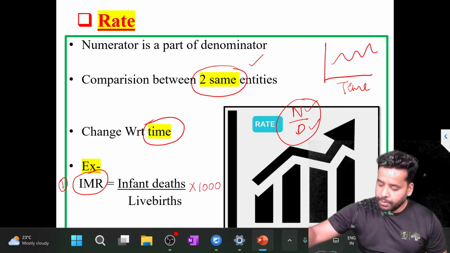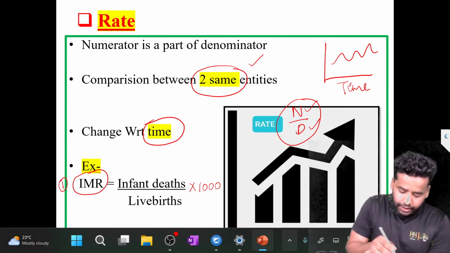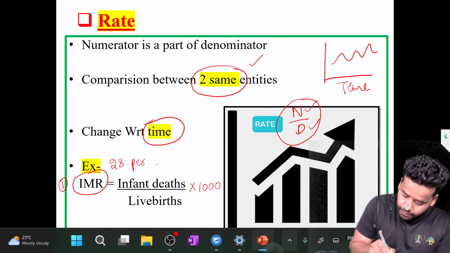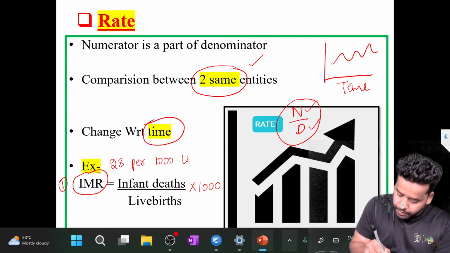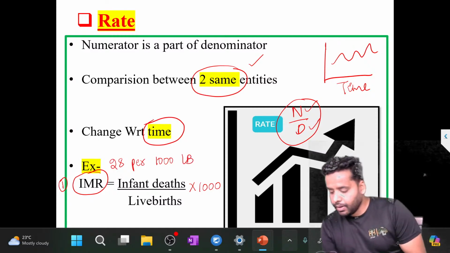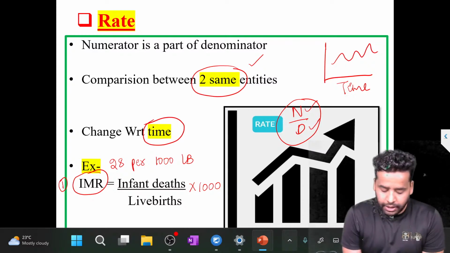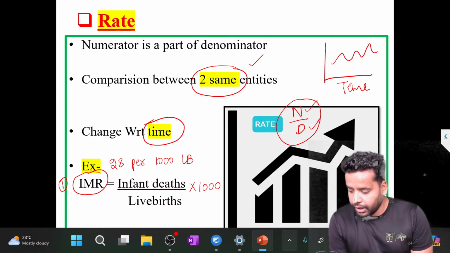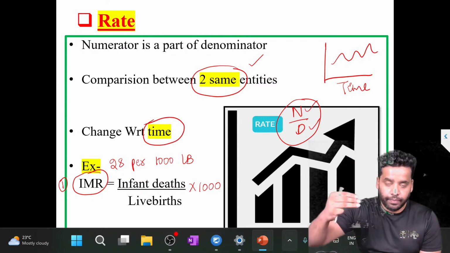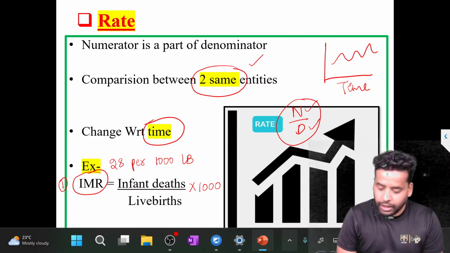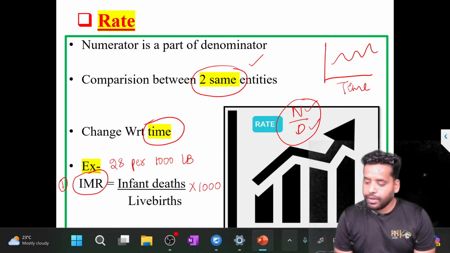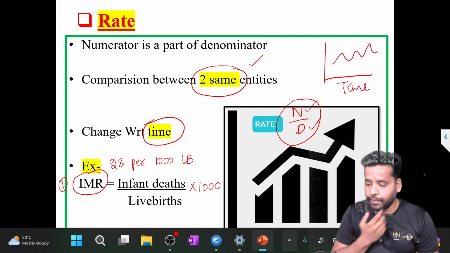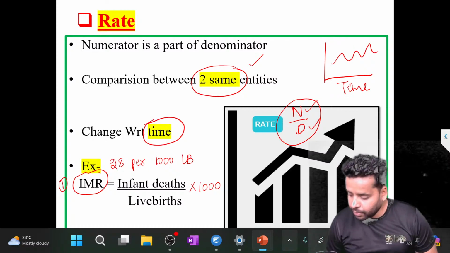For every 1000 live births, how many infants will die? The recent infant mortality rate is 28 per 1000 live births. The infant mortality rate of our country is decreasing every year. It is coming down every year. What can be the reason? Tell me.